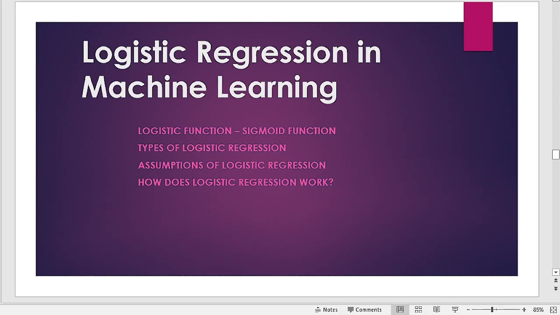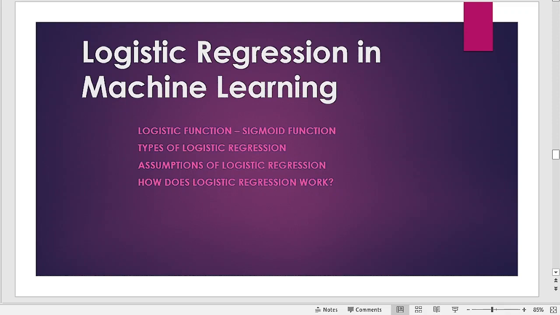But instead of giving the exact value as 0 and 1, it gives probabilistic values which lie between 0 and 1. In logistic regression, instead of fitting a regression line, we fit an S-shaped logistic function which predicts two maximum values. Logistic function, a sigmoid function. A sigmoid function is a mathematical function used to map predicted values to probabilities. It maps real values into another value within the range of 0 to 1.